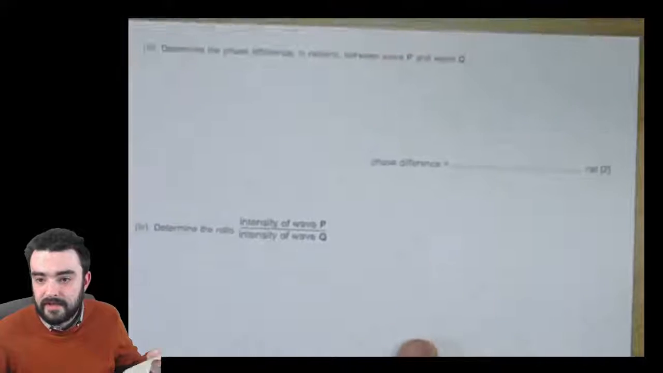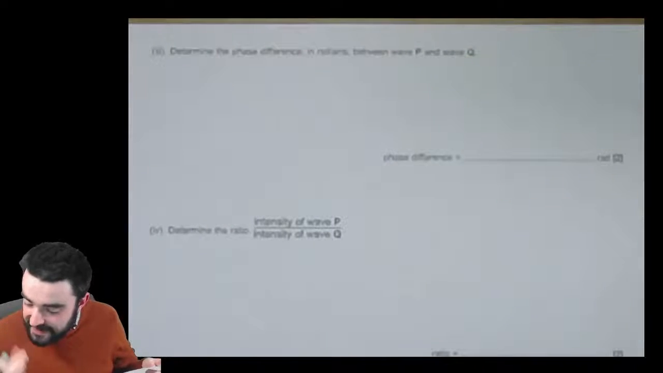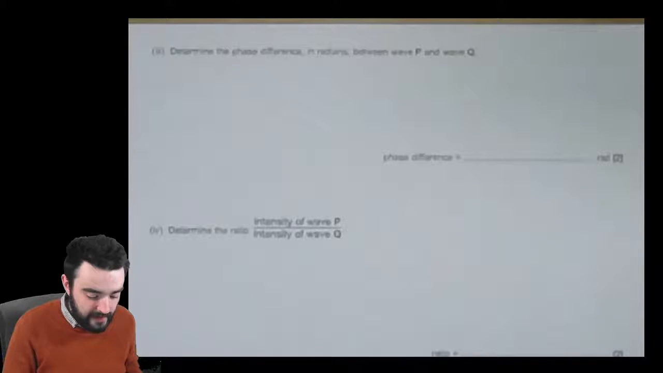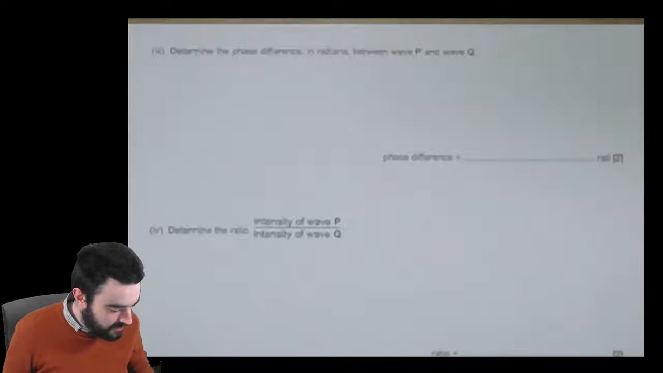It does, however, then get a little bit trickier. And what's going to be particularly tricky is that I need 2 sheets for this. So determine the phase difference in radians between wave P and wave Q. Okay.